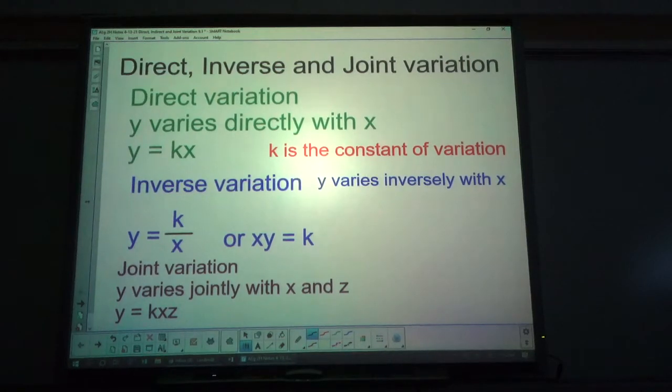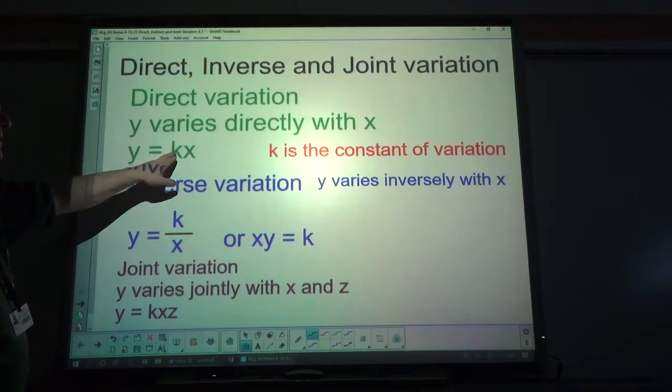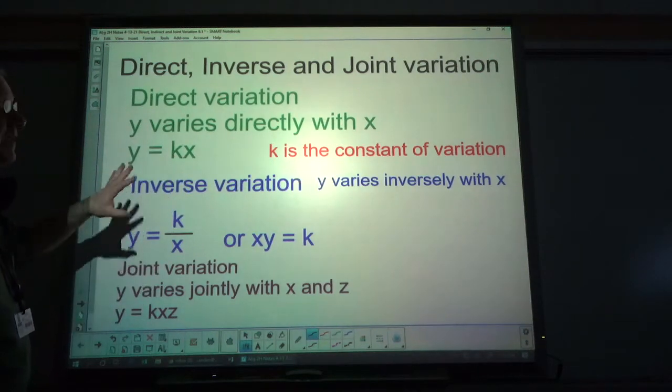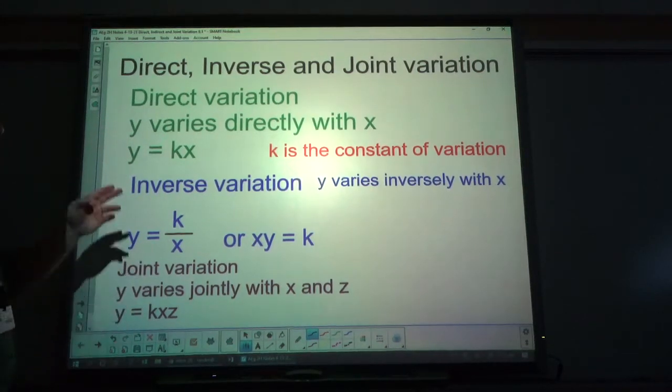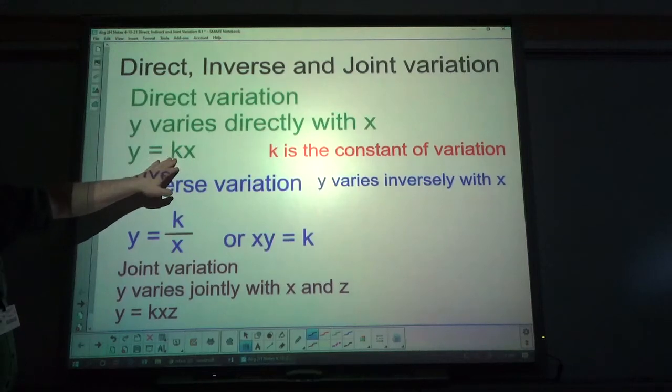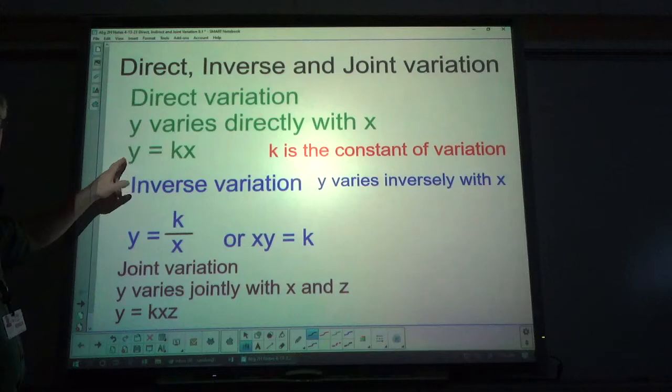Now, direct variation: y varies directly with x. So y equals k times x, where k is the constant of variation. By the way, an example of direct variation is miles per gallon for k: miles per gallon times the number of gallons equals how many miles you can go. That's an example of direct variation.